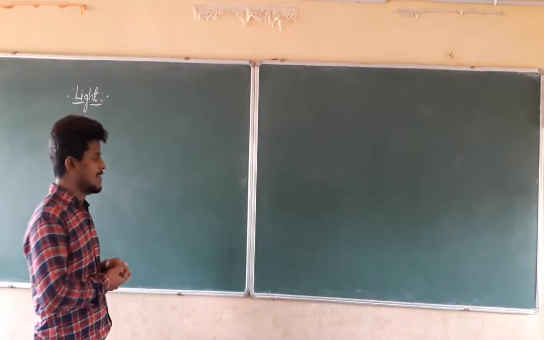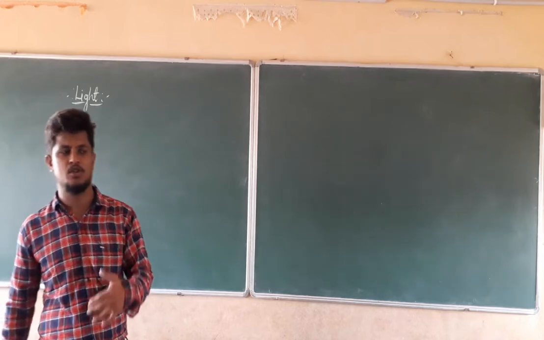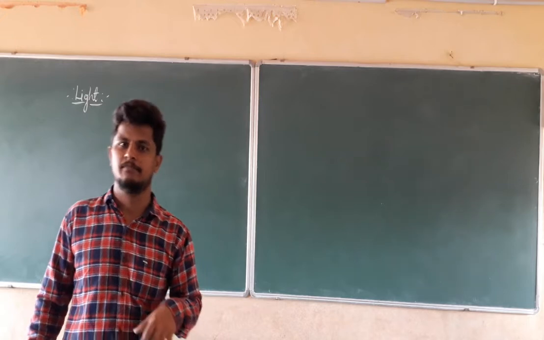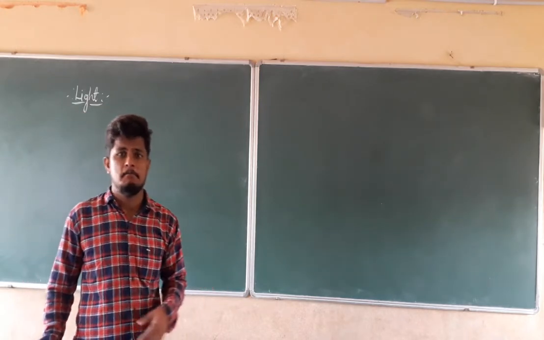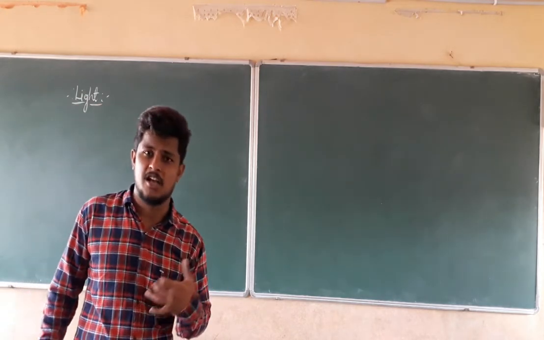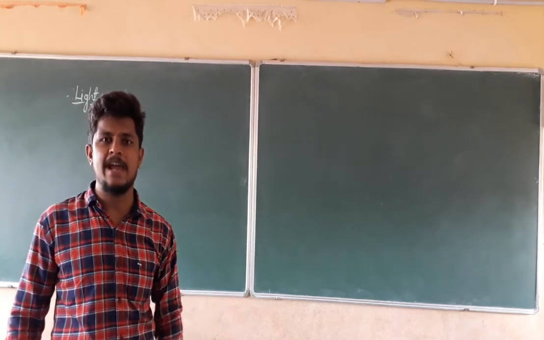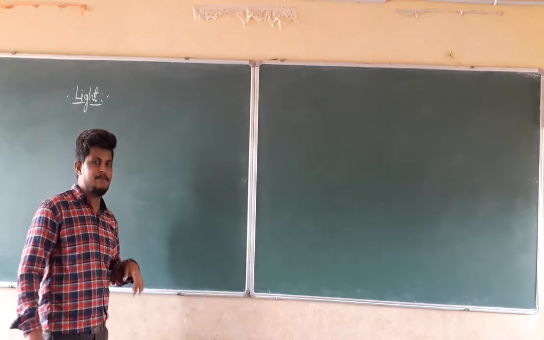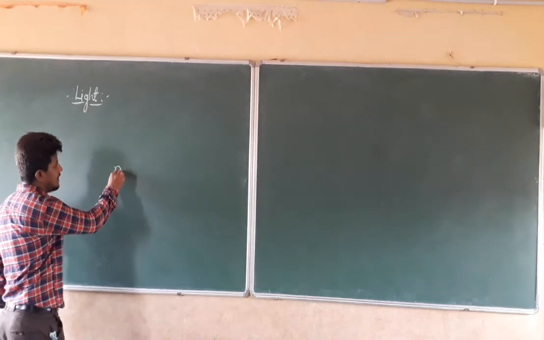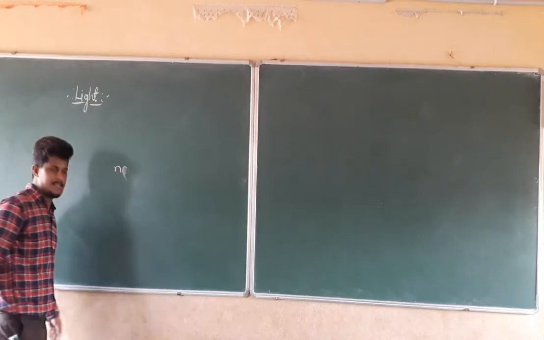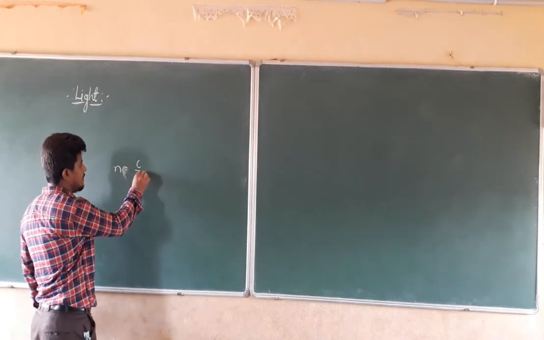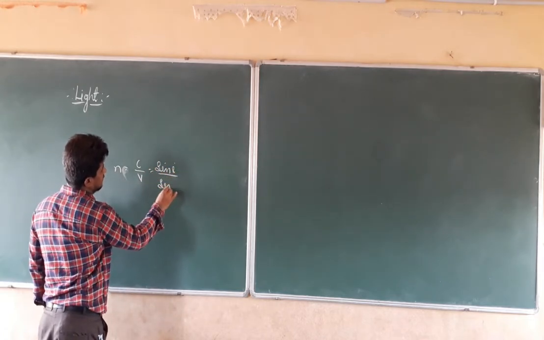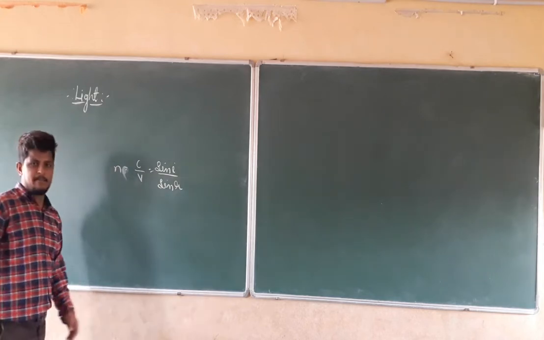The refractive index shows the extent of the refraction that occurs in that medium. Refraction happens because of the change in the speed of light when it travels from one medium to another. The refractive index can be given as n equal to c divided by v, which is equal to sin i divided by sin r.